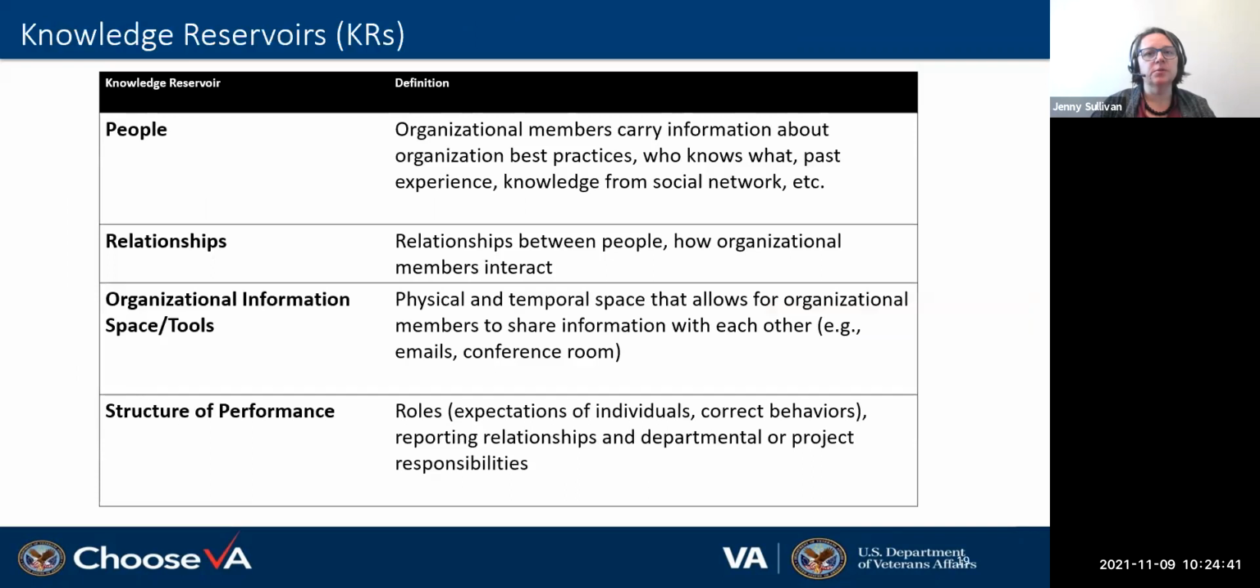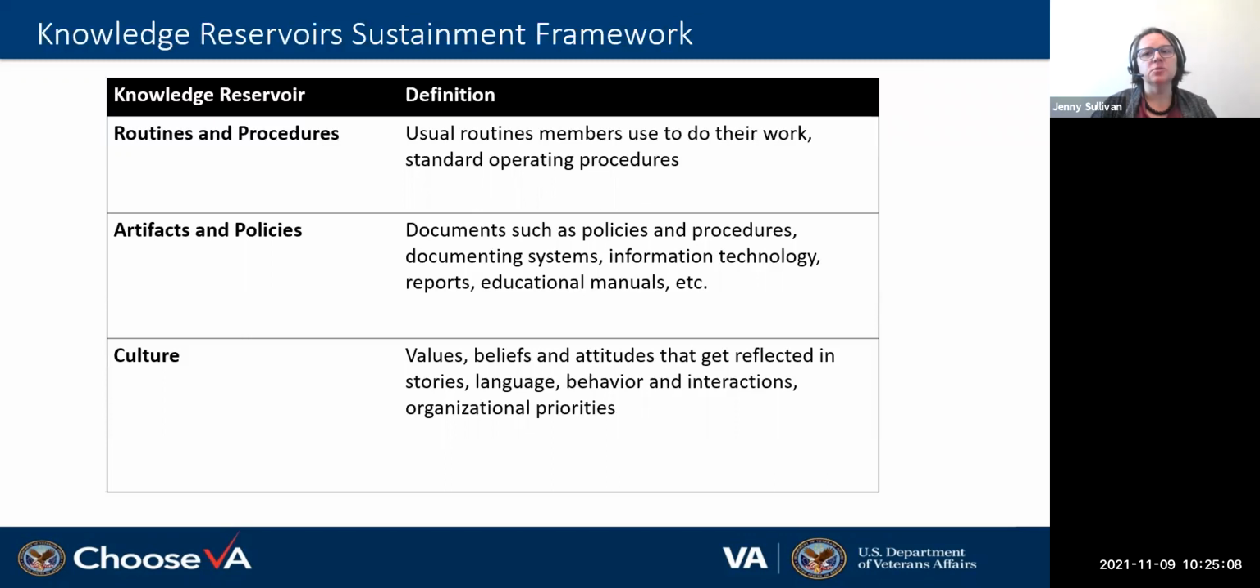So there are 7 knowledge reservoirs, including people, or the individuals participating in STAR-VA; relationships, the interactions between those individuals; organizational information space and tools, which are mechanisms allowing people to share information with each other; and structure of performance, which are expectations or anticipated behaviors and responsibilities for those participating. The final 3 knowledge reservoirs were routines and procedures, or the ways STAR-VA is built into usual practice, and artifacts and policies, which are tangible evidence of STAR-VA being integrated. So this could be through documentation or training, use of materials or IT solutions. And then finally, culture, the values, beliefs, and norms of an organization.